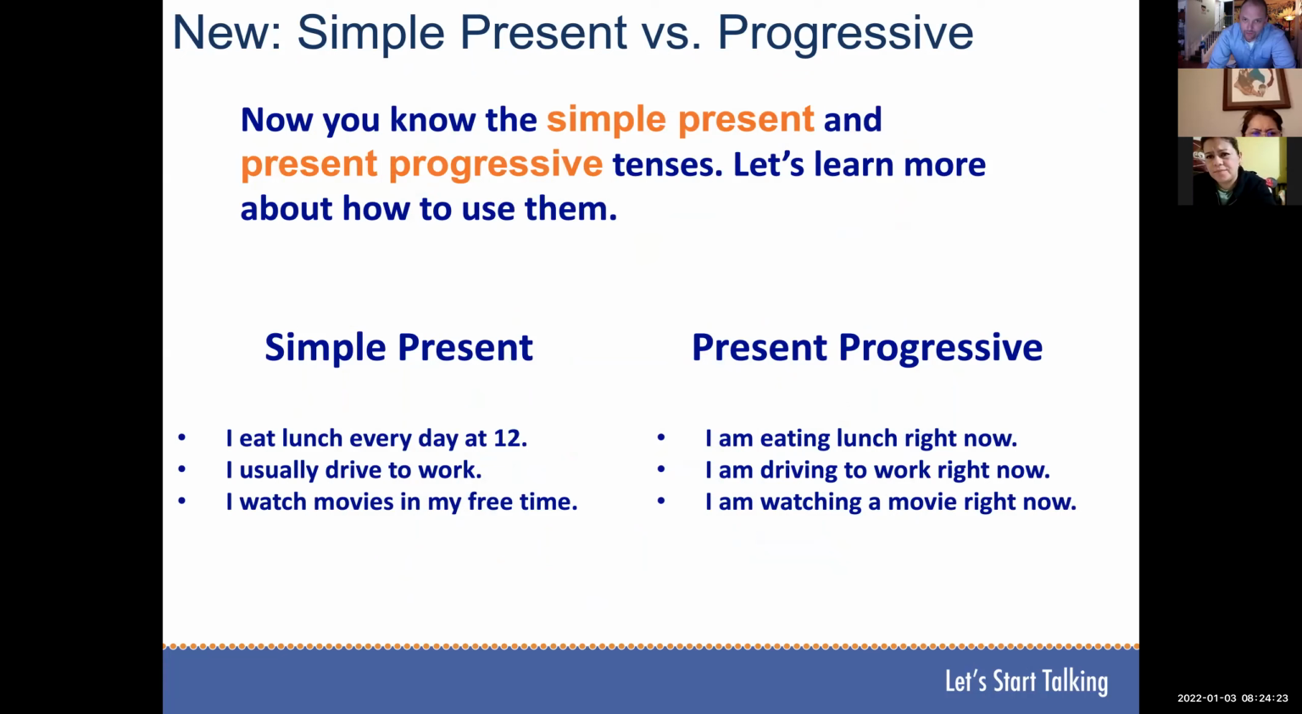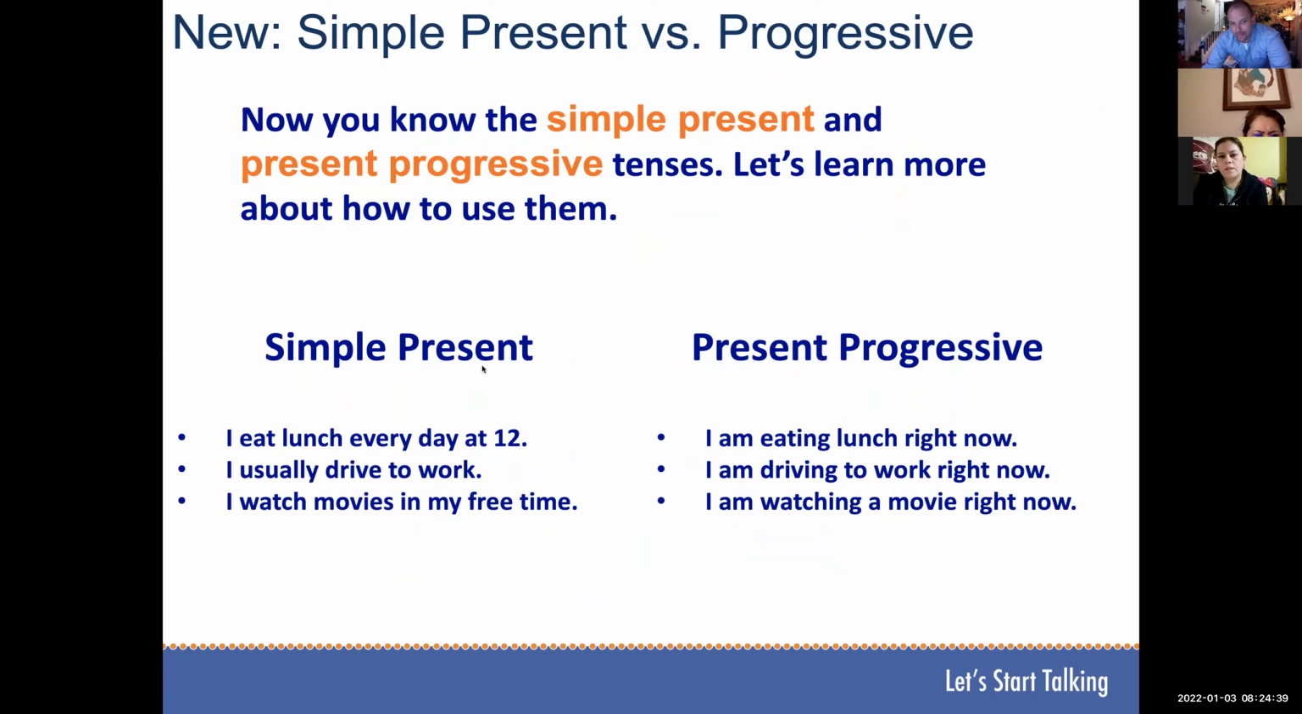Okay, so something really important. So far, we've learned the simple present tense. And in the last level, we also learned the present progressive tense. However, we have to learn how to use them, when to use them, okay? Aquí tengo ejemplos para ustedes.